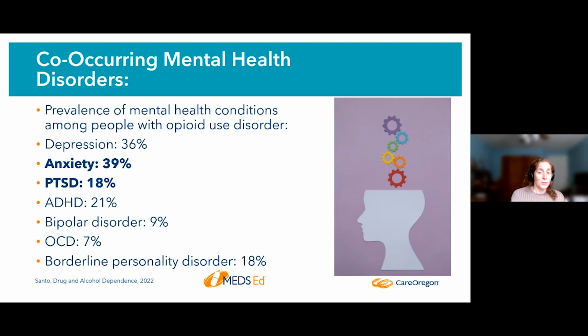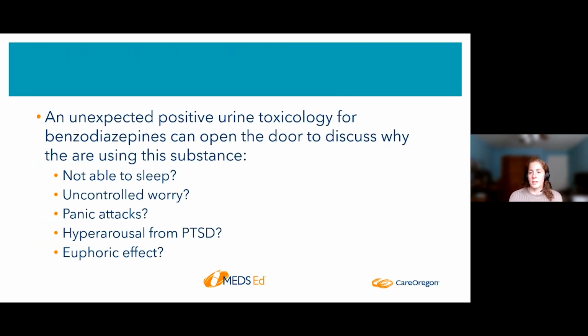I also want to take this, since I'm also a psychiatrist, as an opportunity to talk about co-occurring mental health disorders. Among people with opioid use disorder, co-occurring mental health disorders are extremely common. The most common one that we see is actually anxiety. 39% of people with OUD have anxiety. Depression and PTSD are also extremely common. ADHD as well. So it's looking at just these really, really high prevalence rates. It is not surprising to me that someone with an opioid use disorder would seek out a way to alleviate their anxiety. And I think this presents an opportunity.